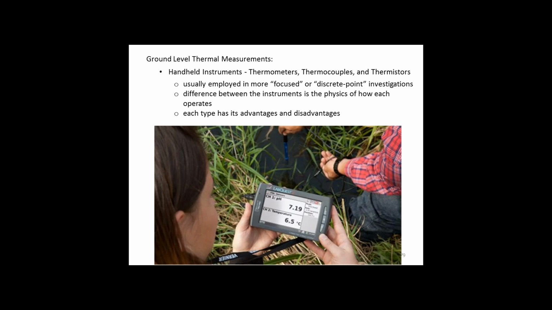There's also handheld instruments that one can use on the ground. In this particular case, this instrument is measuring pH and temperature. There are 2 separate probes. You cannot see it too well, but they're being dipped into a pool of water there. So this can be employed when you're conducting a more focused or discrete point investigation. There are differences in how thermometers versus thermocouples and thermistors operate, which I won't get into because I don't fully understand, but there are advantages and disadvantages, and they are often found on the internet, either by the manufacturers of the equipment or by other researchers.